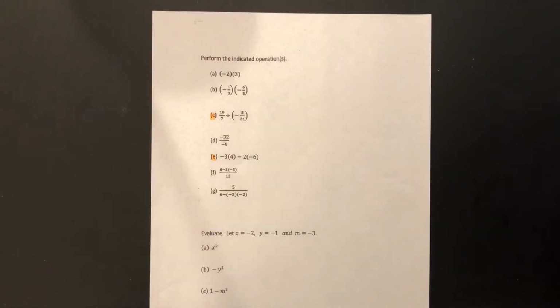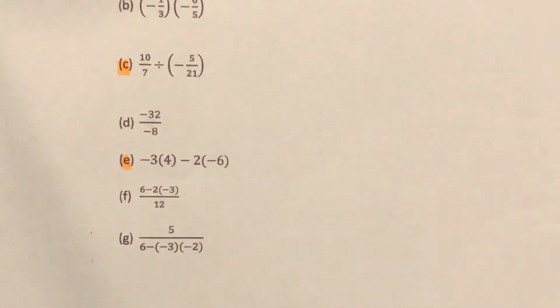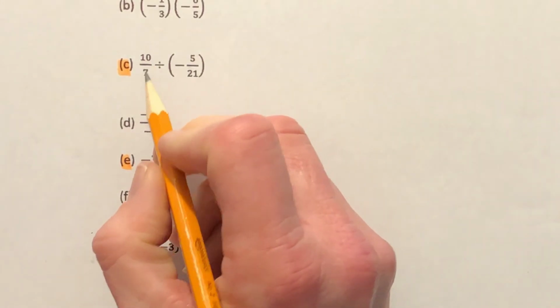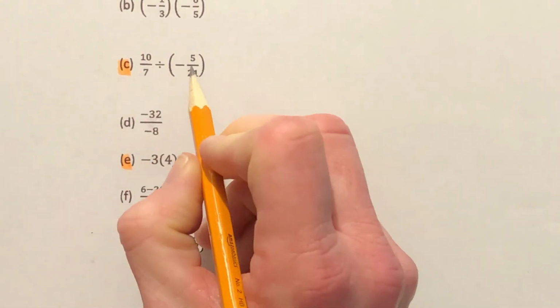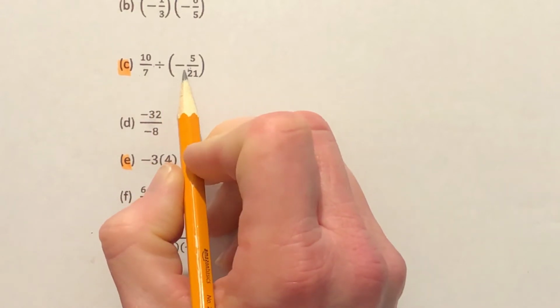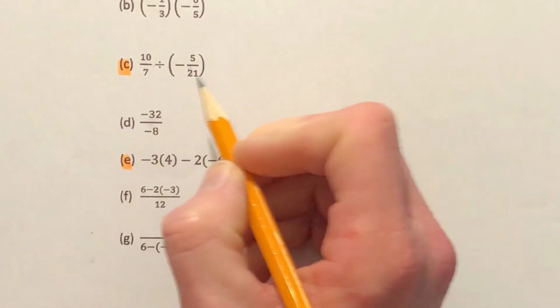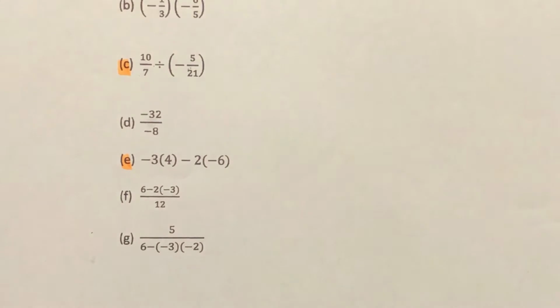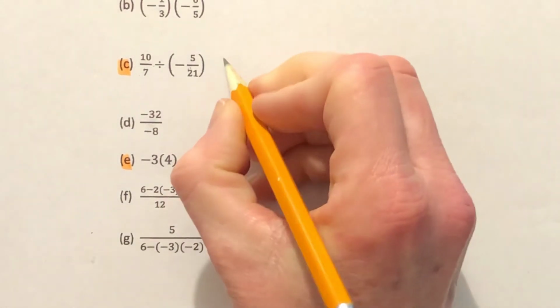Page 18 and 19, there's not much new today. Start with C. This is division. You've got a positive divided by a negative, so the quotient, the answer when you divide, will be a negative. I'm going to go ahead and put that up there so I don't forget.